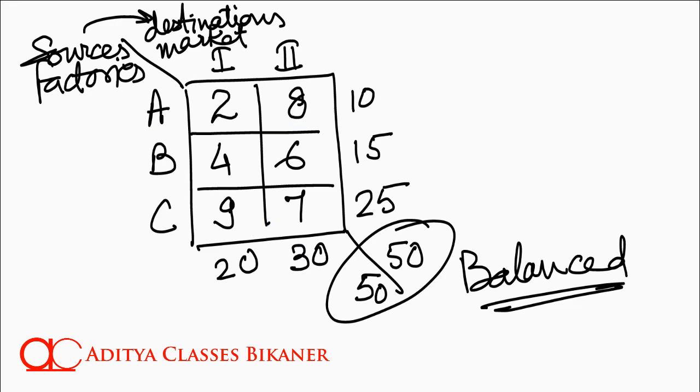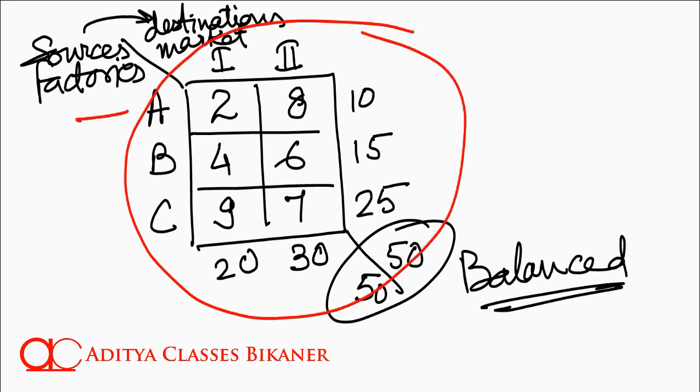These are various cell combinations telling me what happens if I transport a unit from the respective factory to a particular market. Let's say this is cell C second. This tells me that it will cost me 7 rupees to transport a unit from C to second. So this is the basic organization of a transportation problem, wherein we have rows and columns.